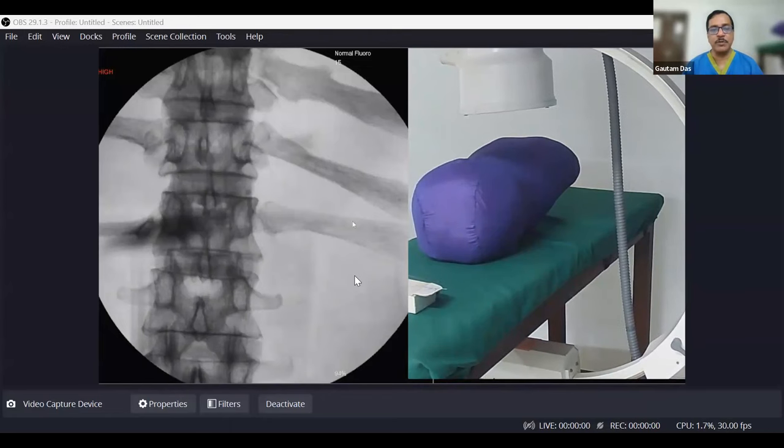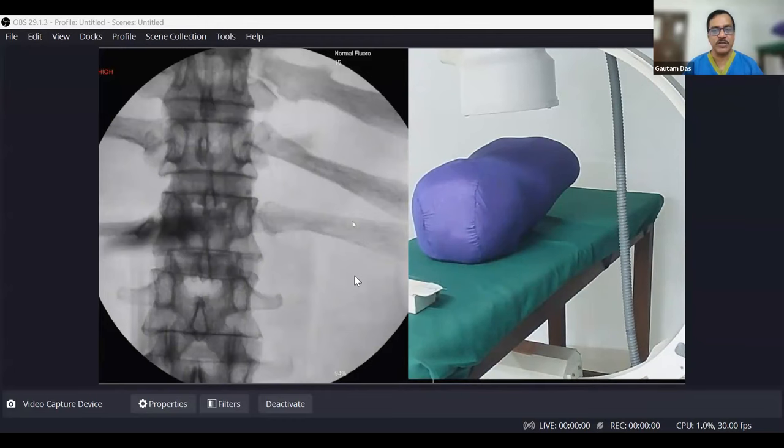And back pain will be relieved on sitting in these three: one is psoas muscle myofascial pain, then the facet joint, and if it is a lumbar stenosis.